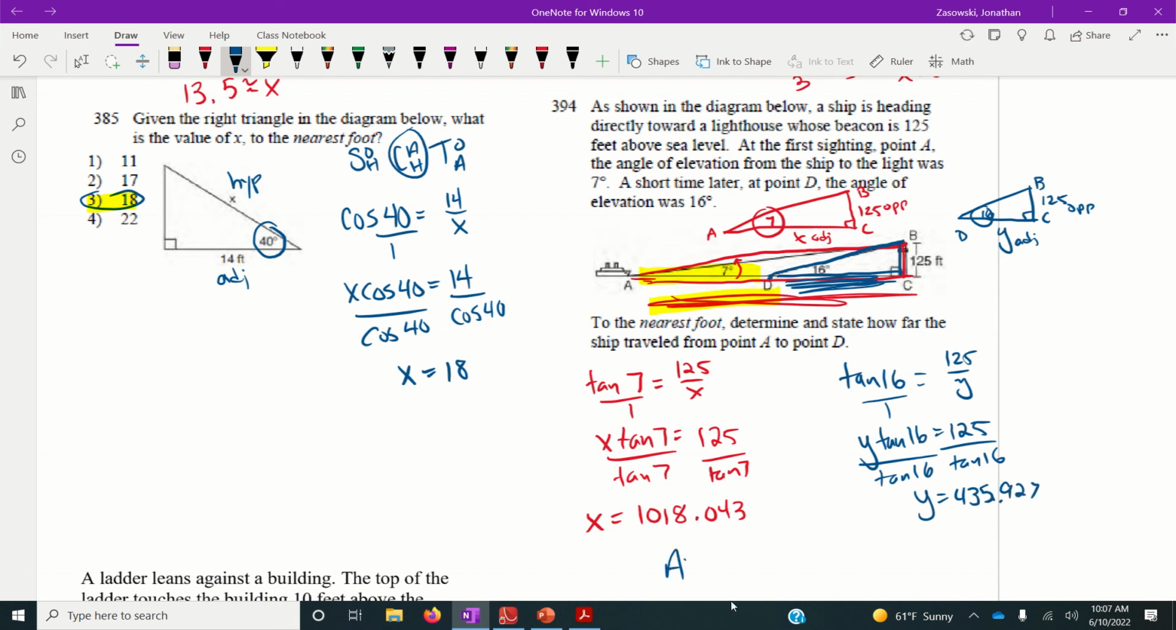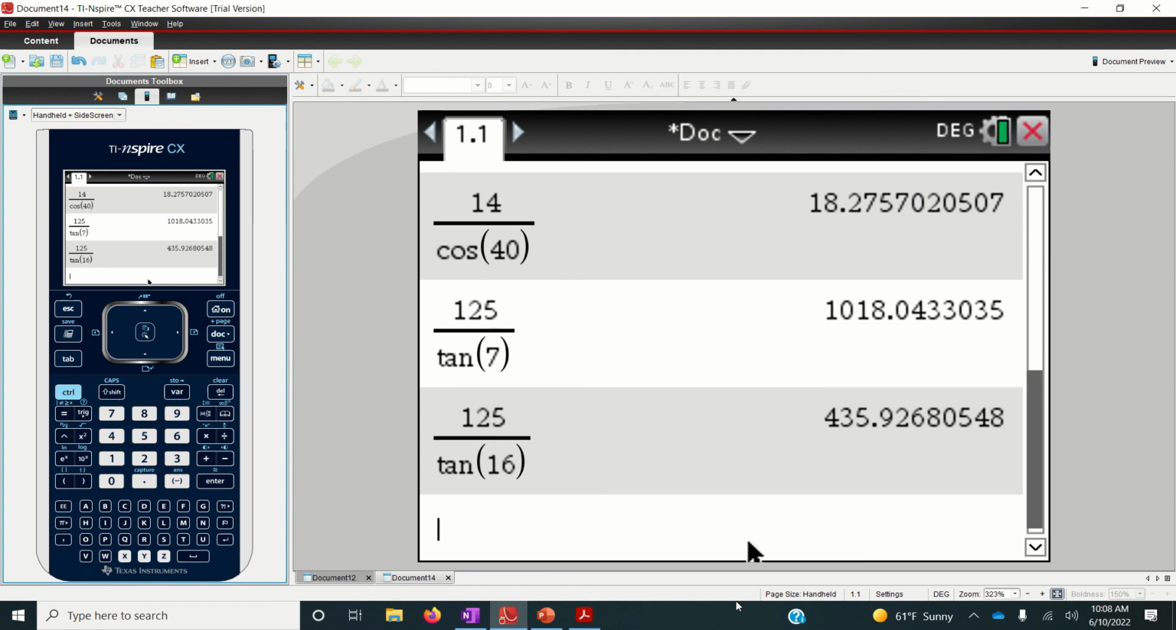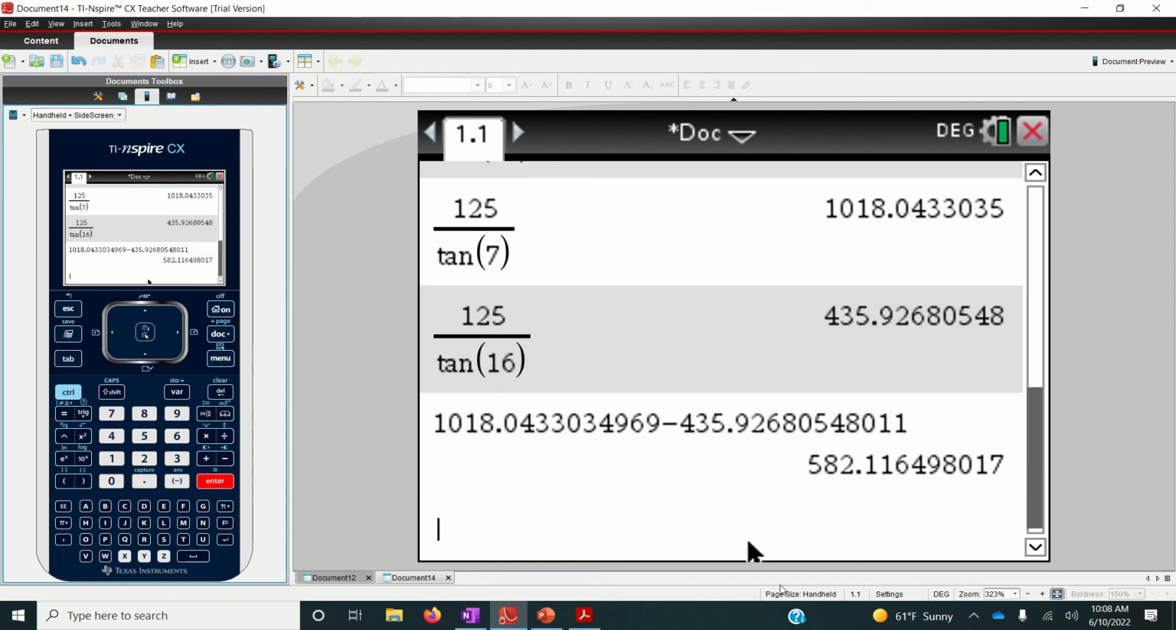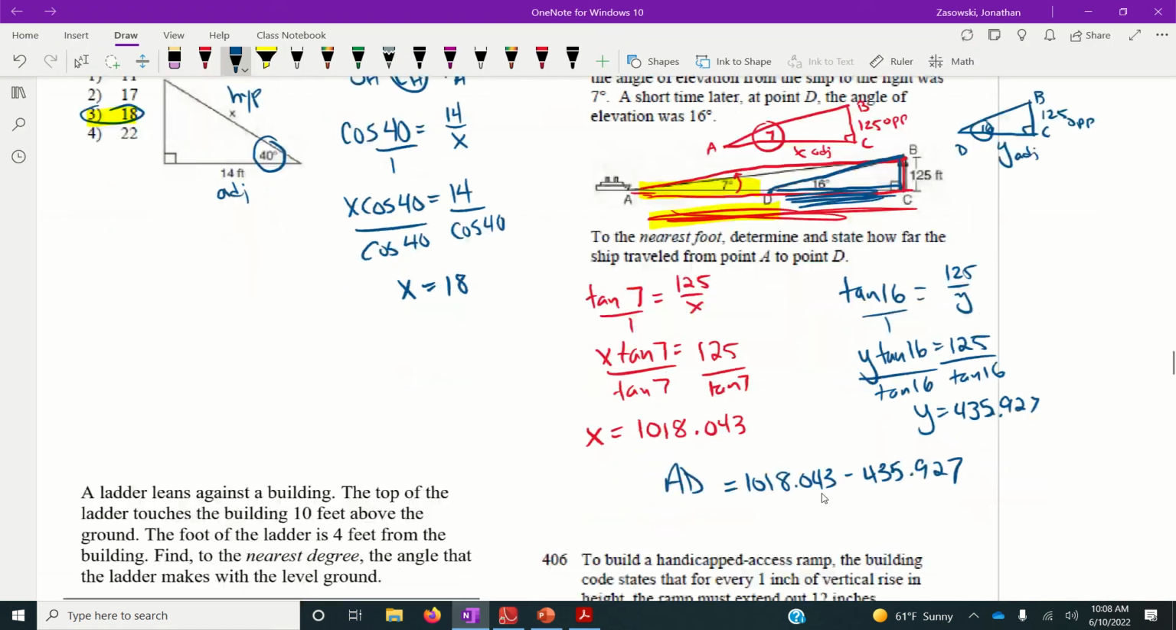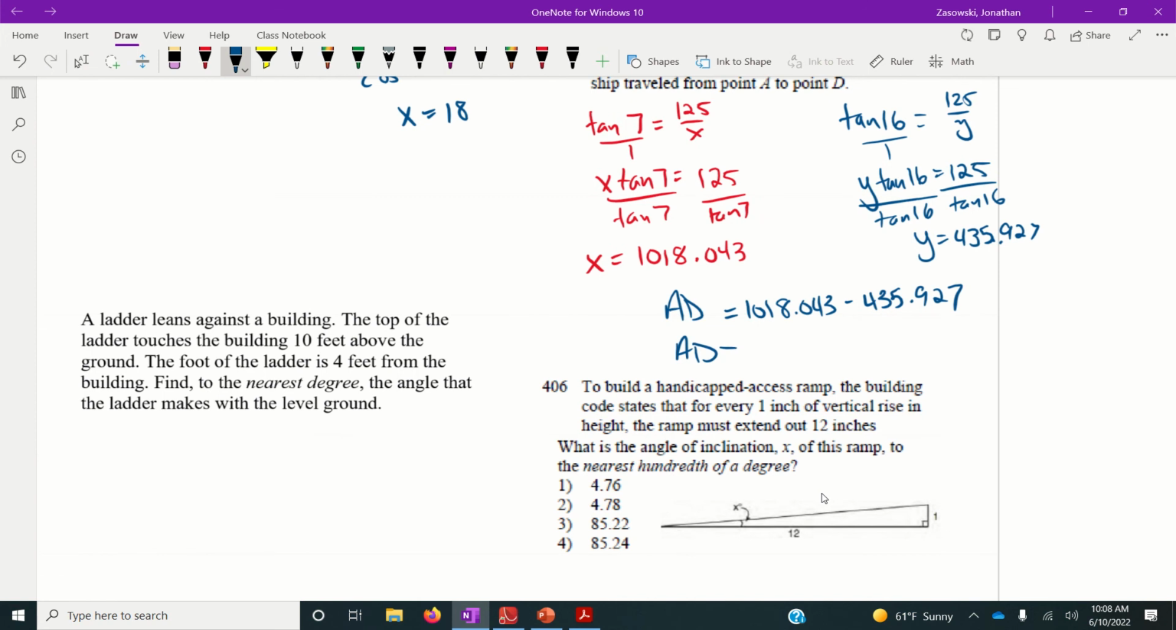And so the length of AD is going to equal the difference between these two things. So 1018.043 minus 435.927. Now, on our calculator, we're going to actually use the numbers we got. So up arrow, select, okay, minus the 435.927. Notice we have even more numbers here. So this answer will be more exact. And we get 582 feet. Let's say the nearest foot. So we know AD is equal to 582 feet. Okay, that'll be it for part 1. Part 2 coming at you, finishing up the rest of our SOHCAHTOA.